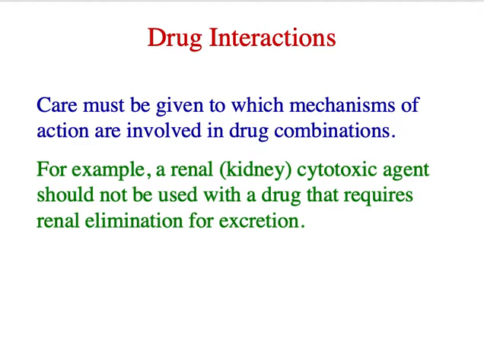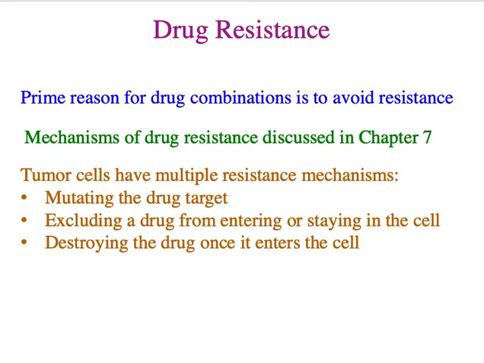And so one of the things that's really important, because you're giving a bunch of extremely toxic drugs in a combination, is that you need to be really careful about drug interactions. So an example of this is, you don't want to give a drug that's especially toxic to the kidneys with another drug that needs the kidneys to excrete it. And we'll talk about this more, drug metabolism, probably starting next week. So we'll talk about drug resistance when we talk about drug metabolism.